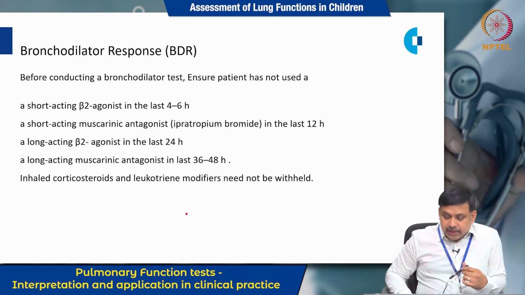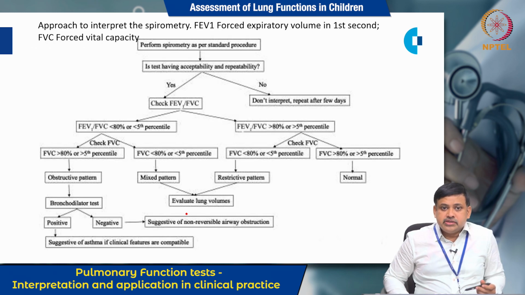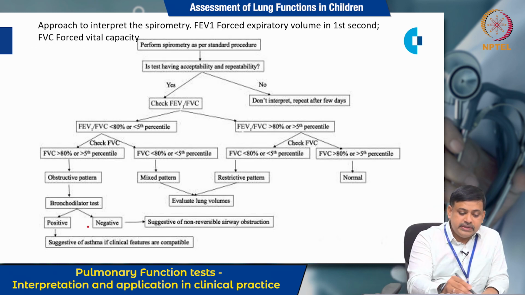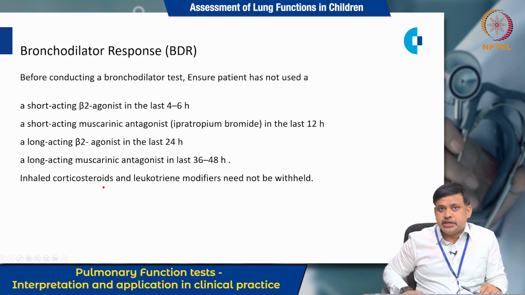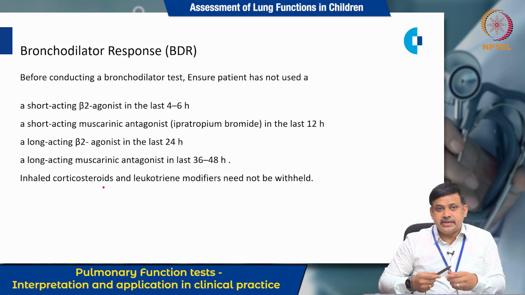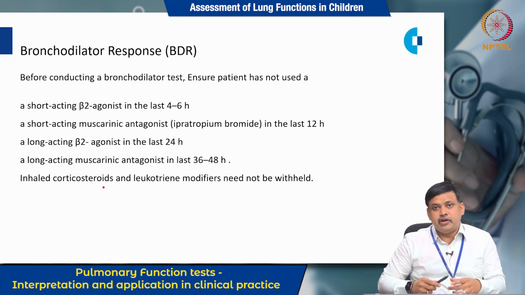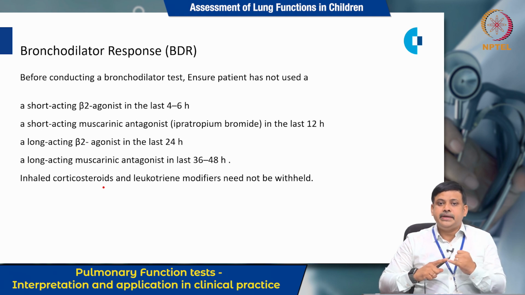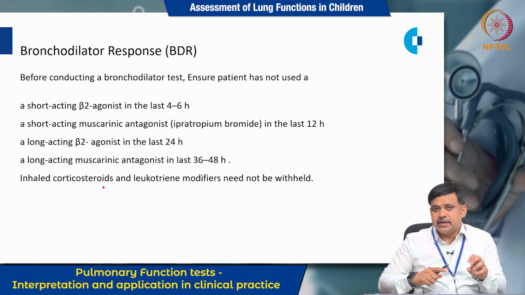Now, we are coming to a bronchodilator response. This is the one we do in the obstructive pattern. When you find an obstructive pattern, you can do a bronchodilator response to say whether there is any reversibility. Before conducting a bronchodilator test, you have to ensure the patient has not used a short acting beta 2 agonist in the last 4 to 6 hours, because for a bronchodilator response we are going to give a short acting beta 2 agonist to have a bronchodilation.